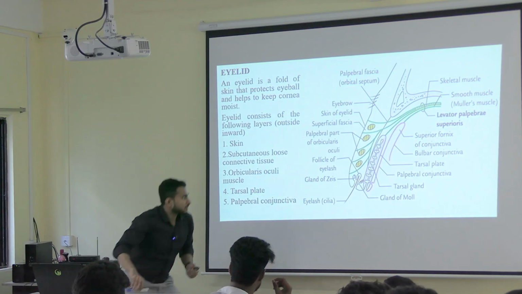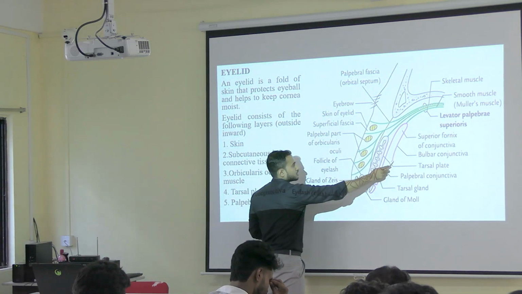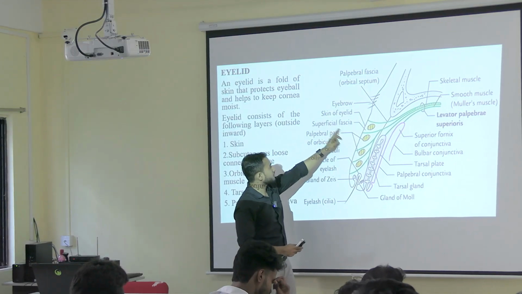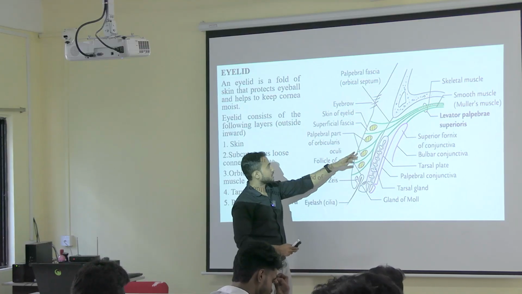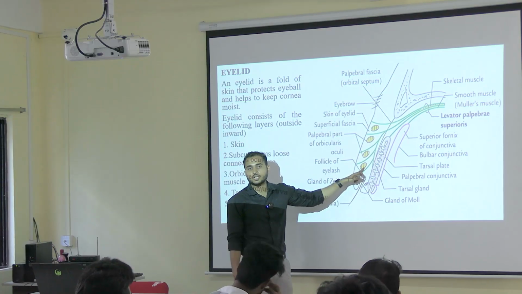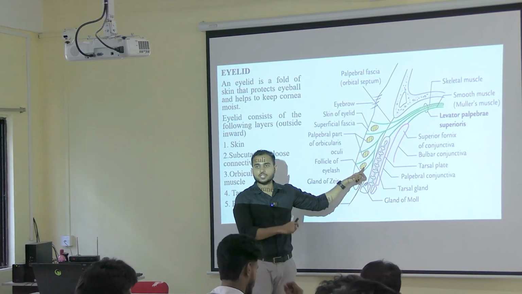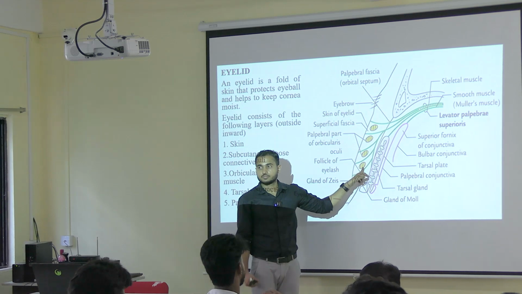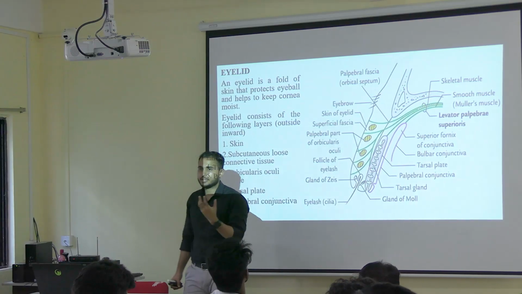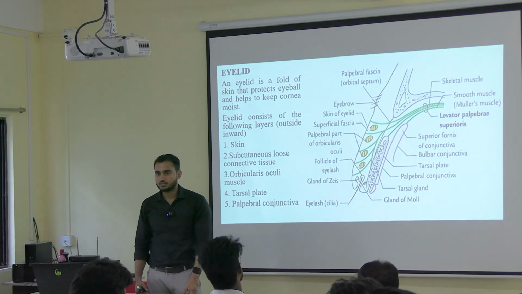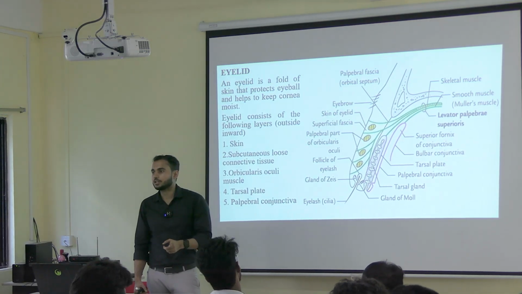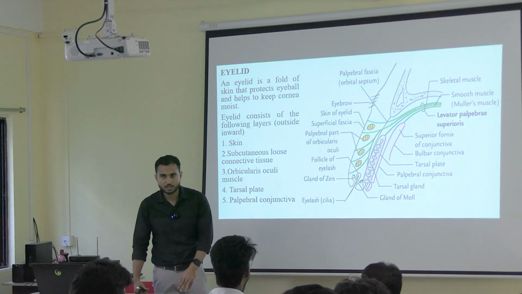So this is the outermost layer, and this is the innermost layer. In the outermost layer, first you can see the skin. Deep to the skin, superficial fascia is there. Deep to the superficial fascia, you can see the cut section of muscle. Which muscle? Orbicularis oculi muscle. What is the function of this muscle? Closing the eye. Whenever we close our eyes, this orbicularis oculi helps to close the eye. So always keep that in mind. When we close our eyes, which muscle works? Orbicularis oculi muscle.